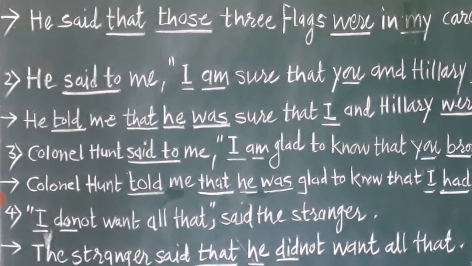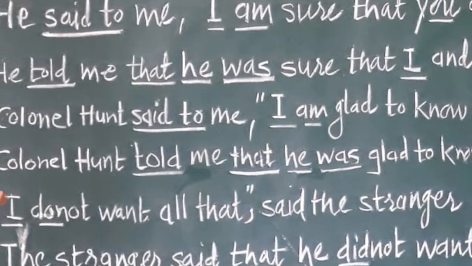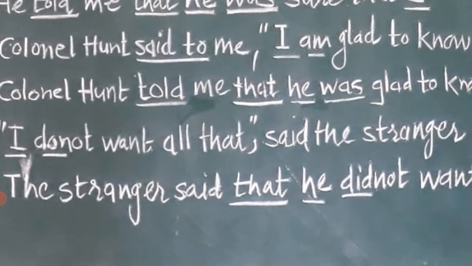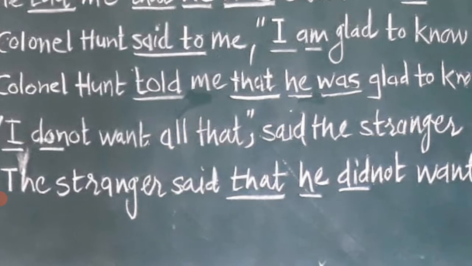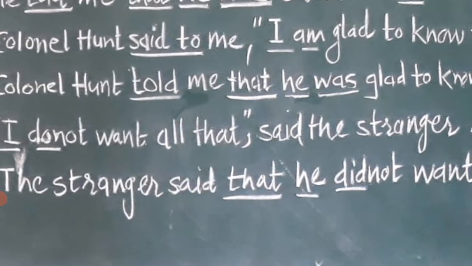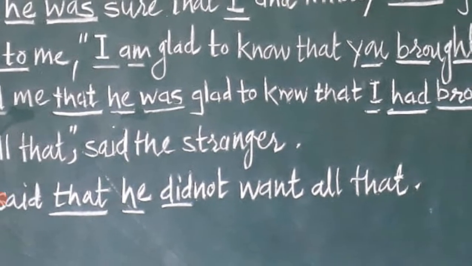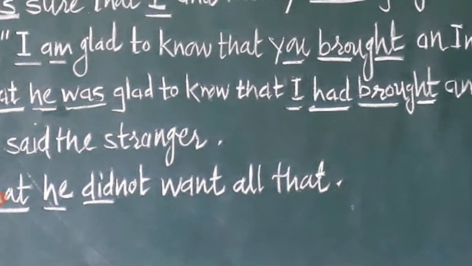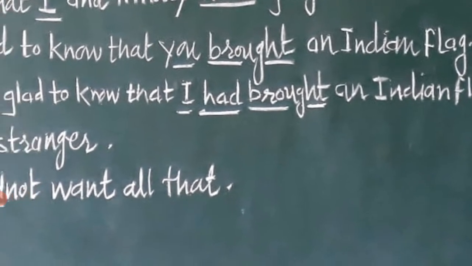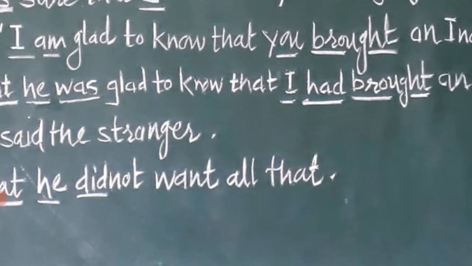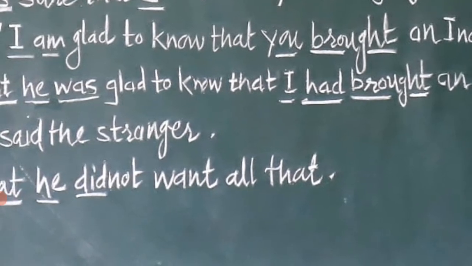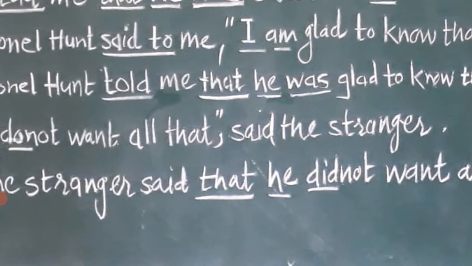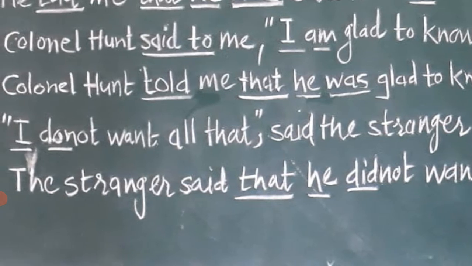Third sentence is here: Colonel Hunt said to me. So the speaker in this sentence is Colonel Hunt and the listener is me. As usual we can see that the reporting verb is said to, which means it is in past form, and the actual statement of the speaker Colonel Hunt is, "I am glad to know that you brought an Indian flag." As usual we can find the features of an assertive sentence in the entire statement. So we have to apply all the rules which are applicable for an assertive sentence in direct speech.